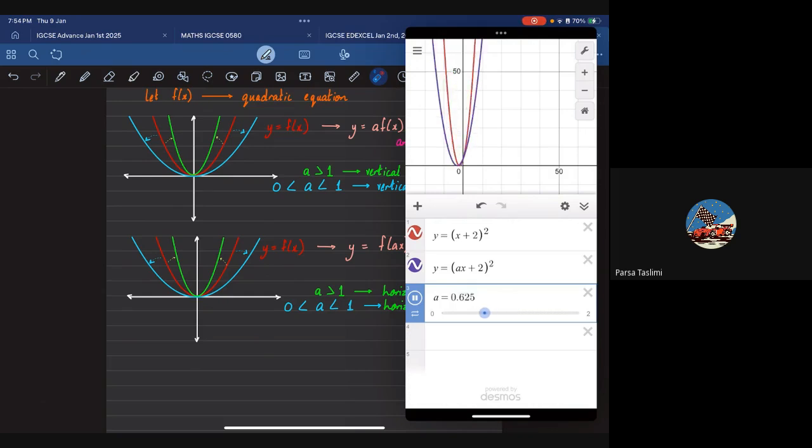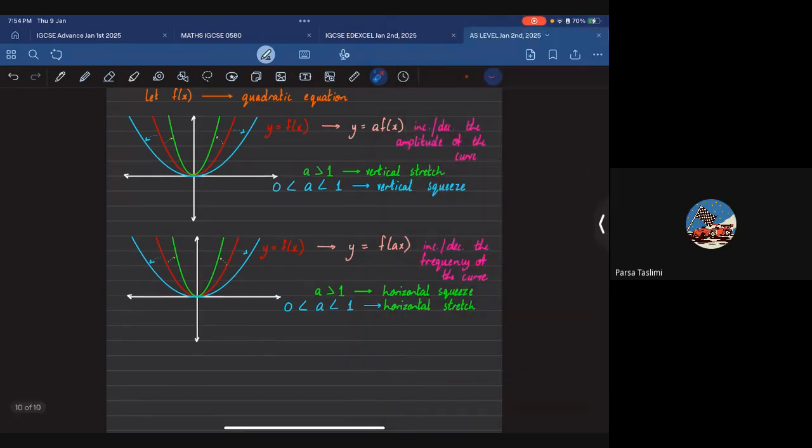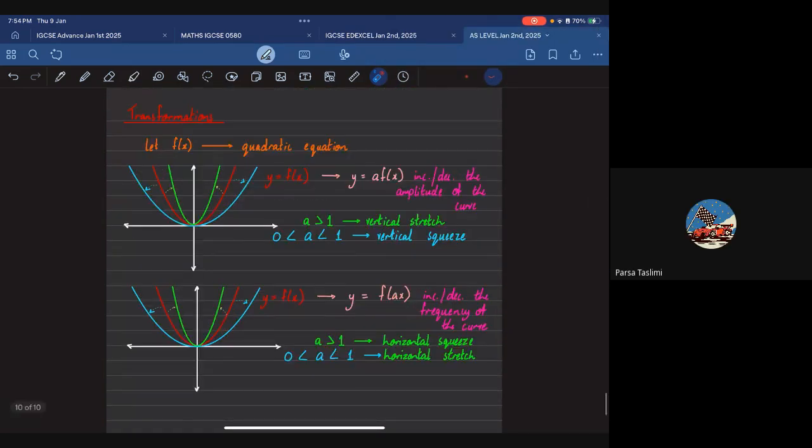Any issues with this, guys? Anything that anyone doesn't get? No, sir. Hopefully not. No issues. Oh, all right.